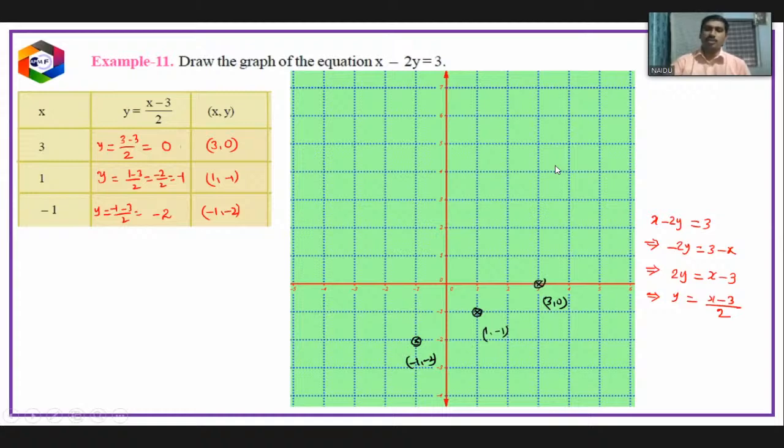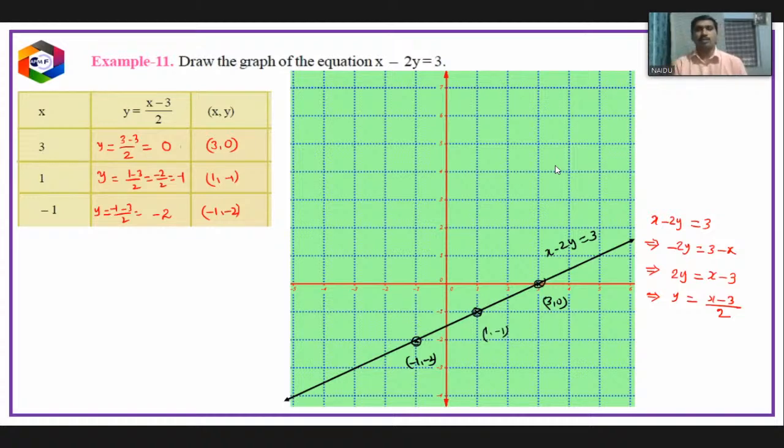And now let us draw the graph using the scale. Observe, children, this is the straight line passing through these 3 points. This itself is the equation x minus 2y equals 3. Okay, I think till now we have drawn the graph, and the steps we have followed in drawing the graph, I think everyone is clear. And in this question also, there are some additional points that they asked. What are the points? Let us observe that.